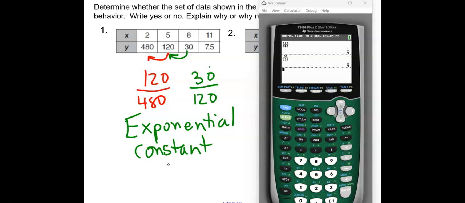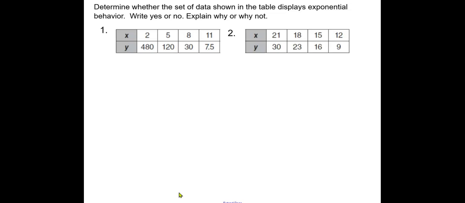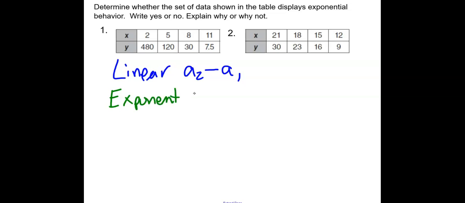And if you can't figure out the ratio on your own, you use this technique to check the pattern. So you take the next and you divide it by the previous. So the constant ratio is 1/4. We could do the same thing with question 2. To check if it is linear, we will use the next subtract previous, and to check if it's exponential, we will use the next divided by previous. And this is how you can determine whether something is exponential or linear by looking for these patterns.